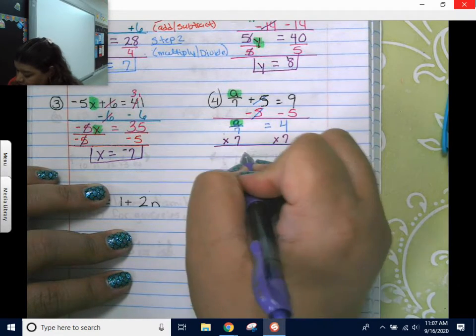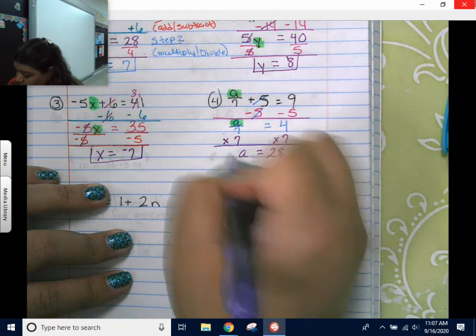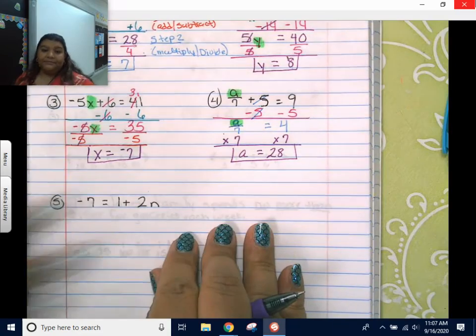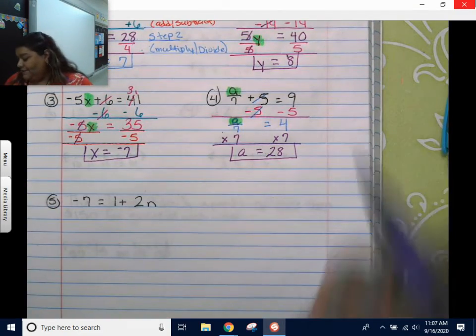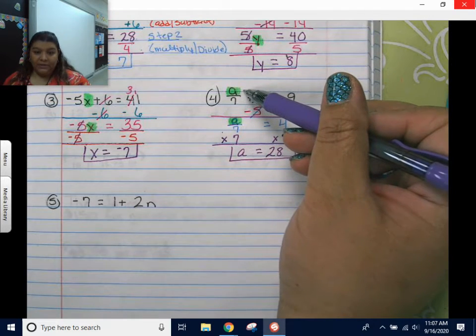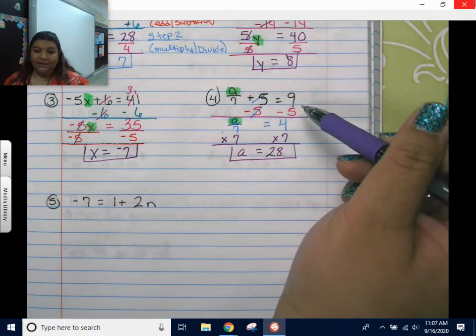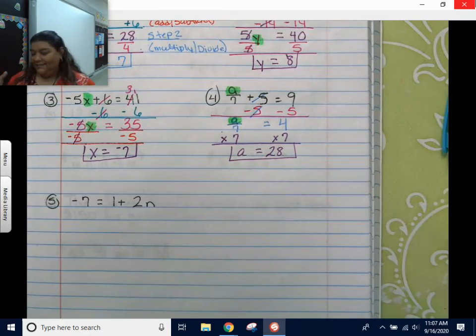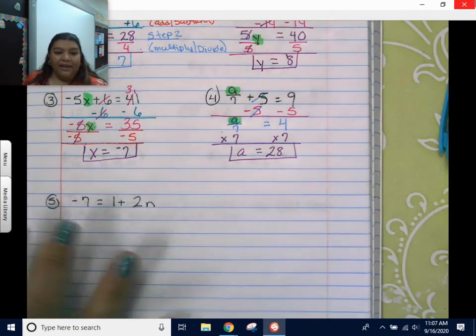So those cancel. And 7 times 4 is 28. Okay, check your work. This is why I left 2 steps. Put 28 in place of A. 28 divided by 7, 4. 4 plus 5, look at that, 9. We got it. It's so cool when that happens. I love it.